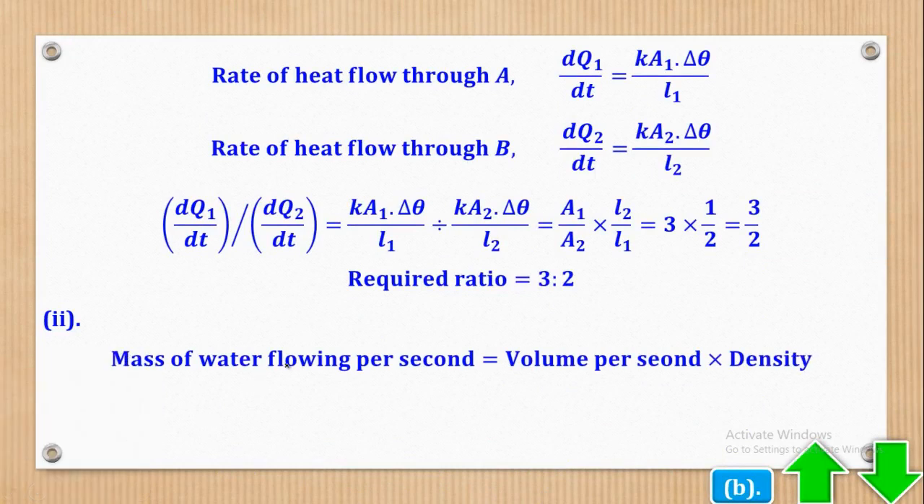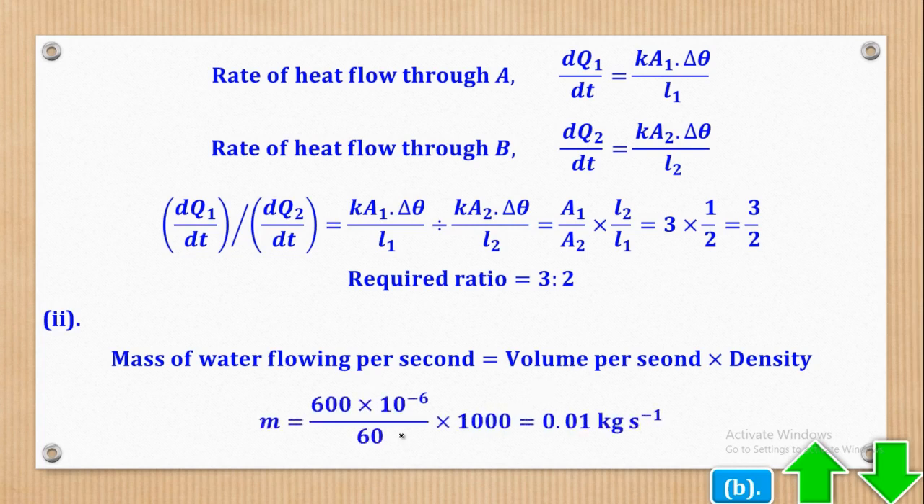So you come and say that the mass of water flowing per second is volume per second multiplied by density. So that gives you 0.01 kilograms per second. So that's how marks will be awarded for this slide. Now let's go to the next slide.